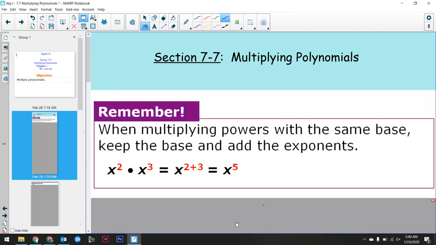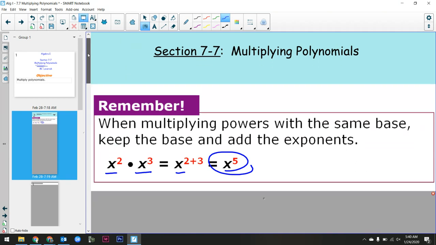Now remember, we learned this way back at the beginning of chapter 7. When multiplying powers with the same base, we keep the base and add the exponents. Like if I've got an x squared times an x cubed, it's an x to the 5th in the end, right? You add the two exponents together.